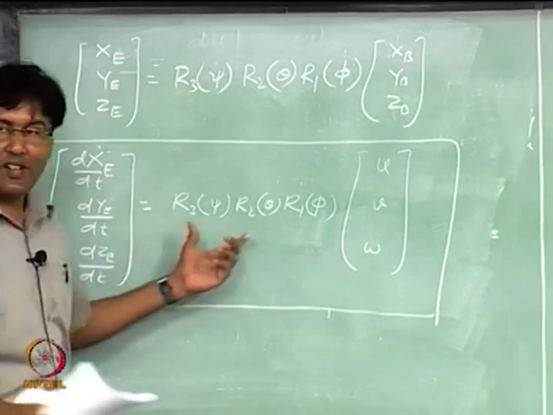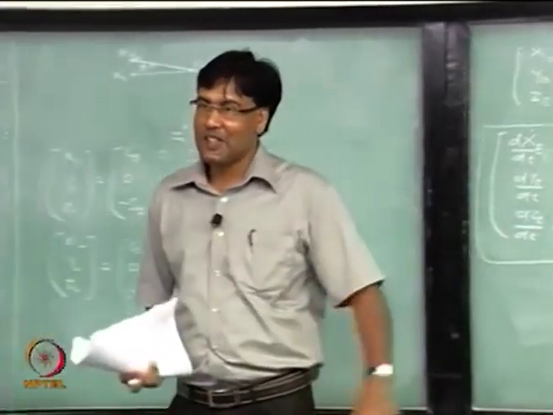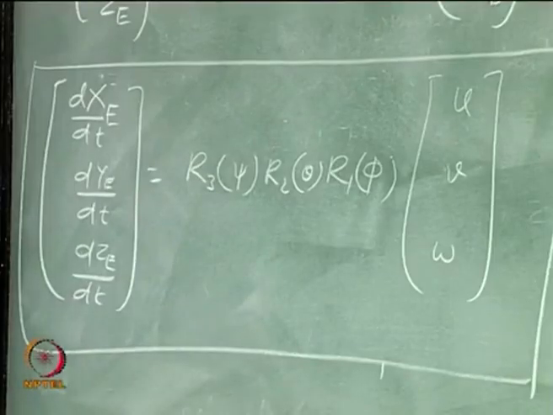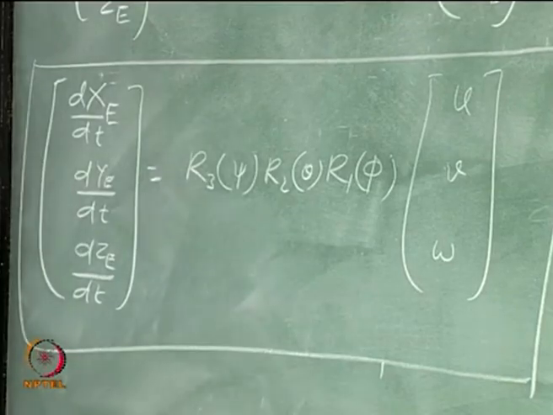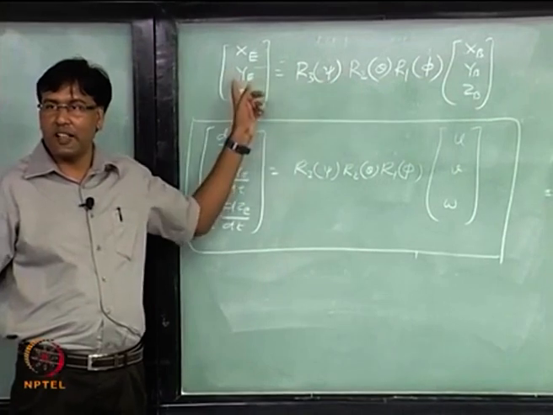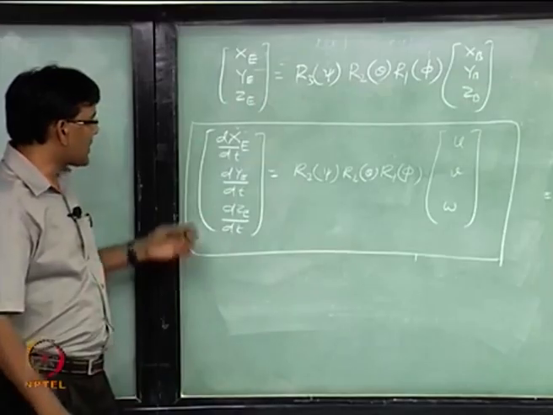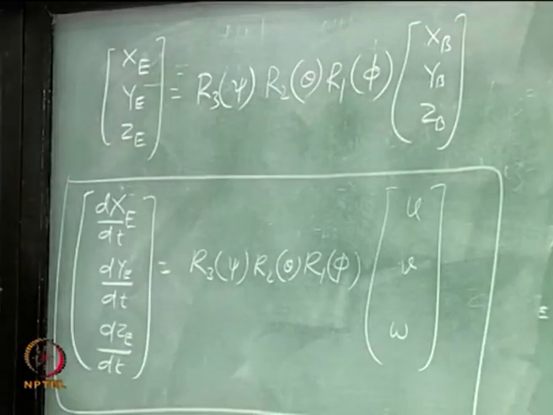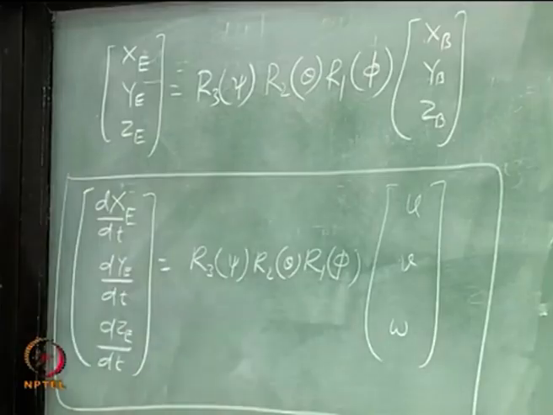You should try this out, you will get this. It's a little more complicated, but you will get this finally. So what he is asking is why I have not taken the derivative of these angles with respect to time while taking the derivative of this. You should work this out and you will find that you will arrive at this answer.